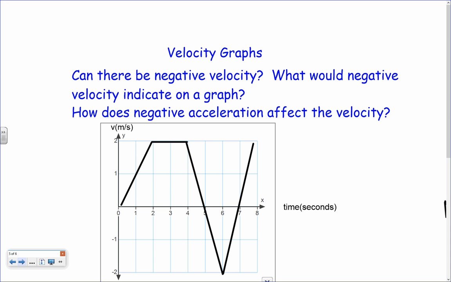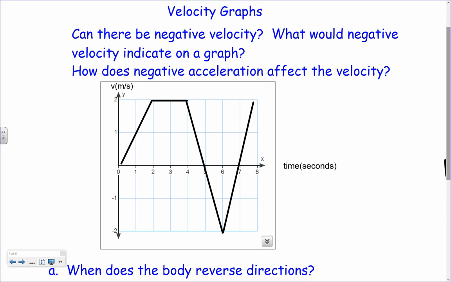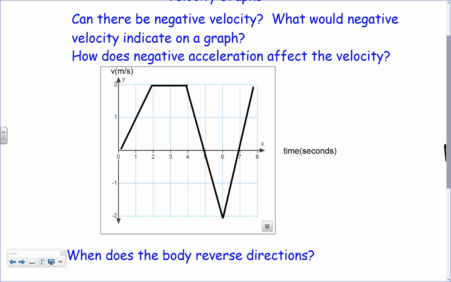All right, here's a velocity graph. So the question is, can there be negative velocity? You mentioned that before. Yes, we saw it on one of our examples. It just denotes a change in direction. We can see it in this picture right here. We see a change in velocity. We see it at t equals 5 and also at t equals 7. It changes from positive velocity to negative velocity at t equals 5 and then from negative to positive at t equals 7. What would negative velocity indicate on a graph?